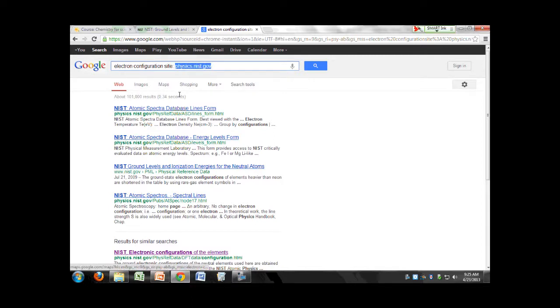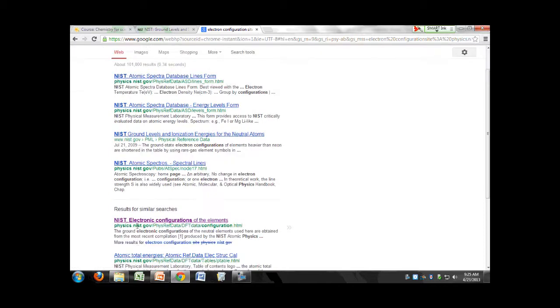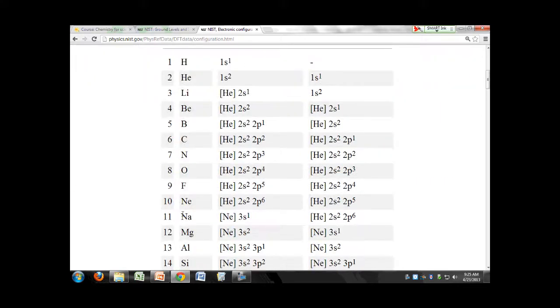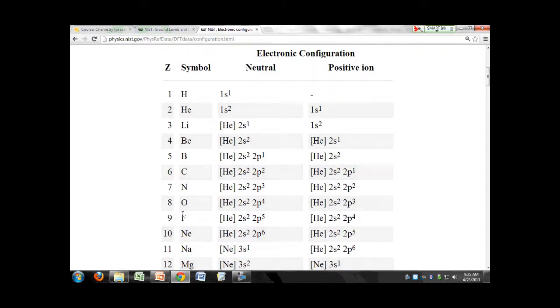That way you limit your search to the site that you specify, in which case this is physics.nist.gov. And if you did that, you'll find one of the links there would be here, electronic configurations of the elements. Okay, and here's the electron configurations for the neutral atom right here in this column. So you'll notice ground state for hydrogen is 1s1, helium's 1s2, lithium has 3 electrons, so helium core 2s1, so 3 through 10, that's row number 2 of your periodic table.